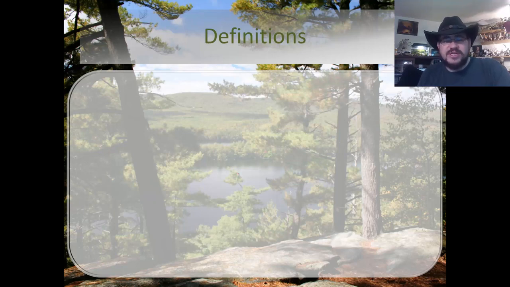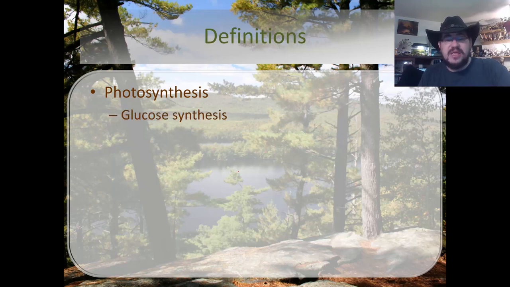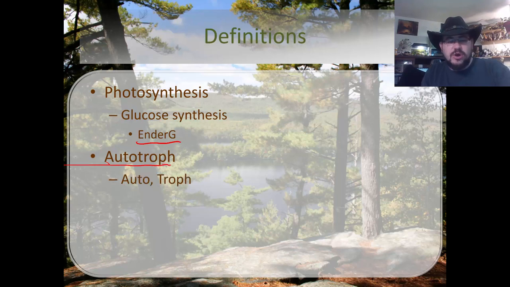So, some quick definitions to make this lecture easier. Photosynthesis is basically the taking of inorganic components and using them to create organic fuel, in this case, glucose. This is endergonic, which means it requires energy, specifically free energy. Organisms that do photosynthesis are classified as autotrophs: auto meaning self, and troph meaning feeder.